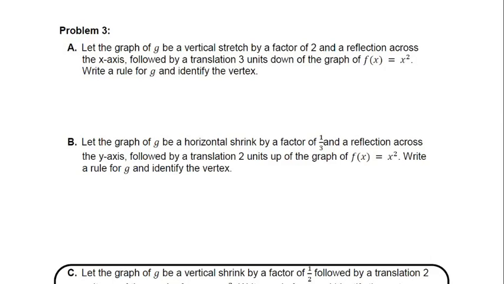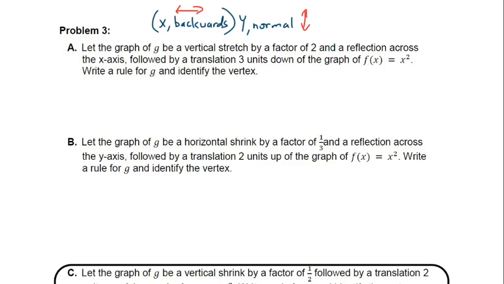Alright, this is chapter 3.1, problem 3. Basically what we're doing here is we are taking transformations and writing the equation. Okay? So, here we go. Remember, x is inside is backwards. That's everything left and right. Outside is y and normal. That's everything vertical, so that's everything up and down. Okay, so here we go.